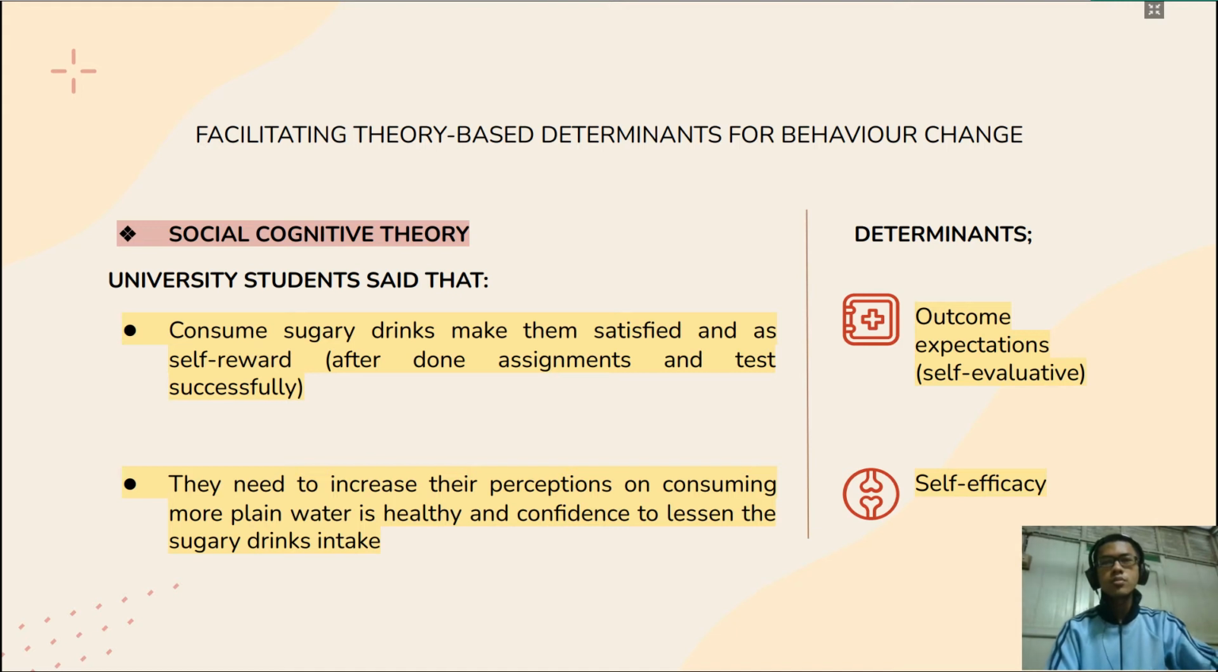For facilitating theory-based determinants for behavior change, we use social cognitive theory. So when university students said that consuming sugary drinks makes them satisfied and is a self-reward after doing assignments or tests successfully, this determinant is outcome expectation, self-evaluated. While when the university students said that they need to increase their perception that consuming more plain water is healthy and be confident to lessen sugary drinks intake, this determinant is self-efficacy.